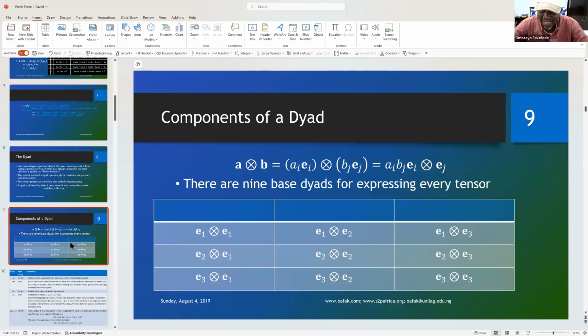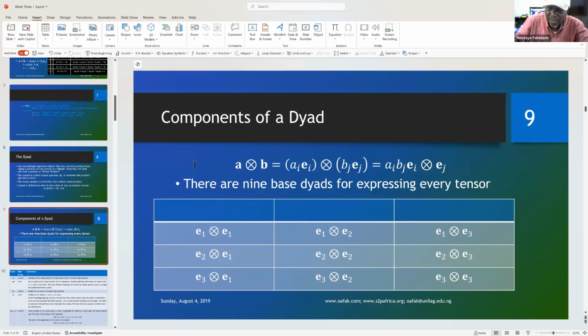So that means that when you are looking for the components of a dyad, there are 9 bases. A vector has 3 bases, E1, E2, E3. A dyad has 9 bases, and they are E1 dyad E1, E1 dyad E2, E1 dyad E3, E2 dyad E1, E2 dyad E2, E2 dyad E3, E3 dyad E1, E3 dyad E2, E3 dyad E3. Each one of those will have a component.